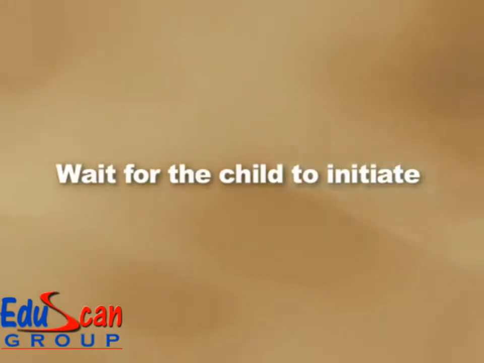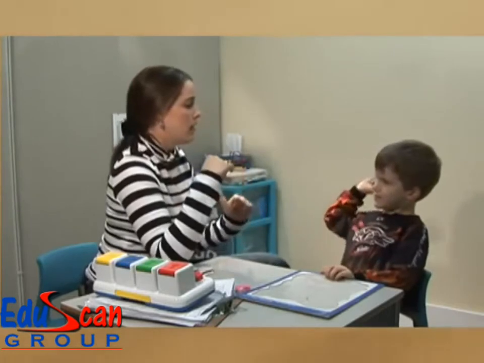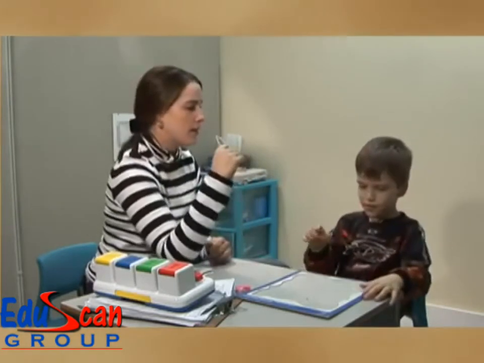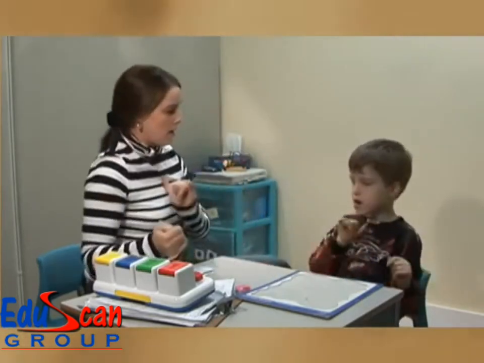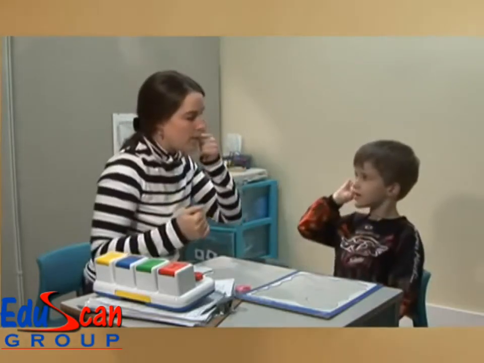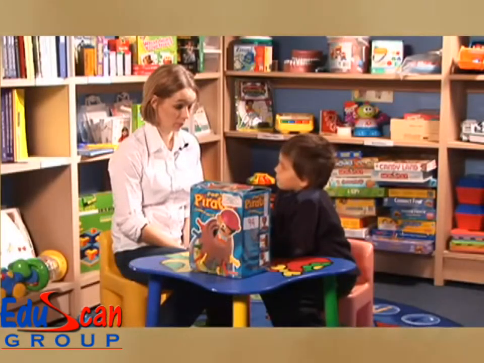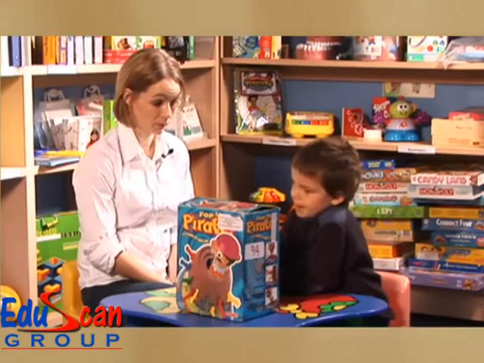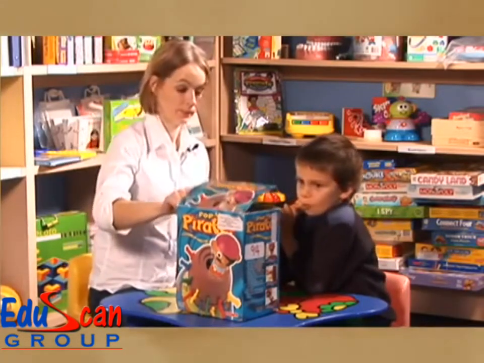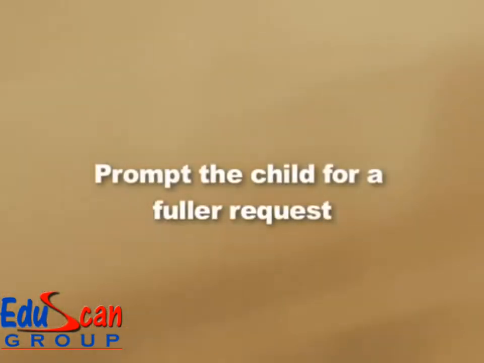Wait for the child to initiate interaction. For example, if you place toys or food out of reach, before giving the toy or desired food to the child, wait for the child's request. I want an apple. If you set up a situation where the child needs help, wait for the child to request help rather than anticipating the child's need. Open the box, please. Oh, you want the box to be open. Box open.